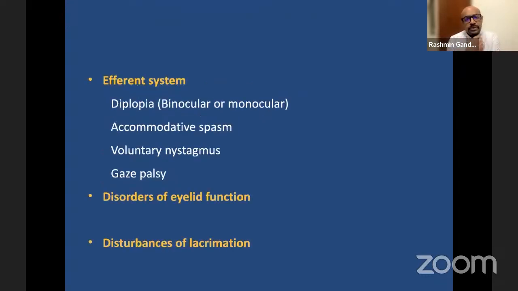There are times when a patient can come with non-organic symptoms of diplopia, voluntary nystagmus, gaze palsy, blepharospasm, hemifacial spasm, and whatnot. We'll be talking only about the visual system problem.